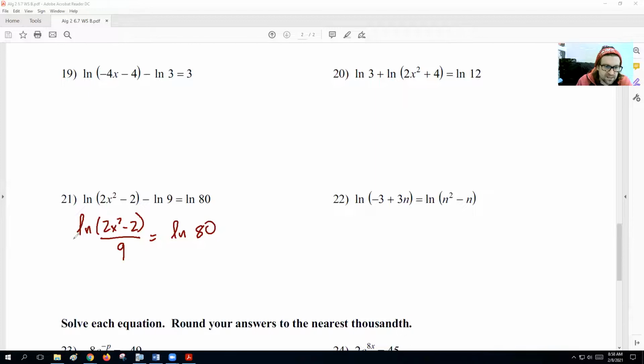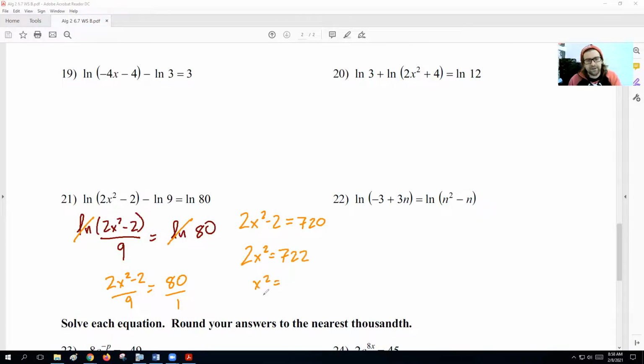Now, when we have a log on both sides, we just cancel them out. Technically, we take e to both sides, but those just go away. So we get 2x squared minus 2 over 9 is equal to 80. All right, let's cross multiply to solve this. We get 2x squared minus 2 is equal to, we can times 9 by 80, we get 720. We'll add 2 over to the other side. 2x squared is equal to 722. We can divide by 2. x squared would equal 722 divided by 2 is 361.